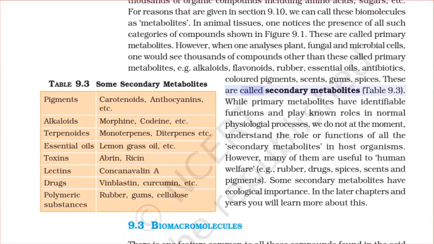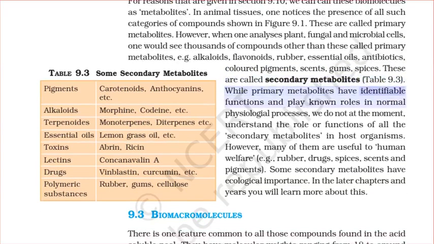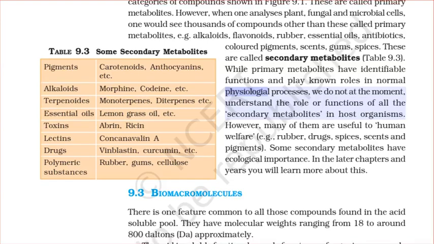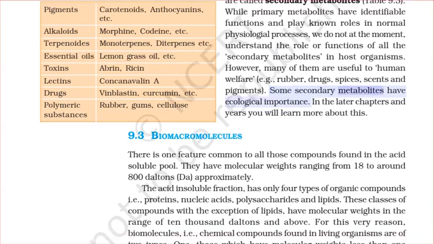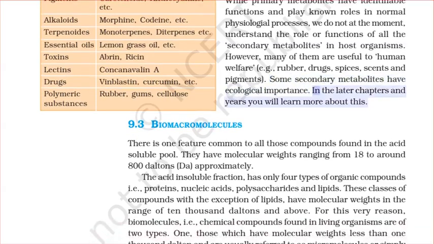These are called secondary metabolites, Table 9.3, while primary metabolites have identifiable functions and play known roles in normal physiological processes. We do not at the moment understand the role or functions of all the secondary metabolites in host organisms. However, many of them are useful to human welfare, e.g., rubber, drugs, spices, scents, and pigments. Some secondary metabolites have ecological importance. In the later chapters and years, you will learn more about this.